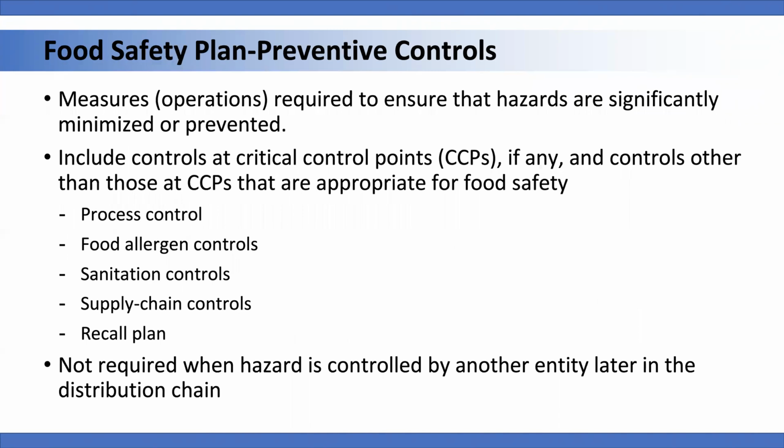Okay, let's talk about preventive controls. Preventive controls are measures or operations to significantly reduce or prevent hazards. Preventive controls include process control for critical control points, allergen control, environmental sanitation control, and supply chain program. If there are control measures by another entity later after manufacturing, the preventive control is not required. For example, if your product is instructed to be cooked before consumption, the complete preventive control is not needed.